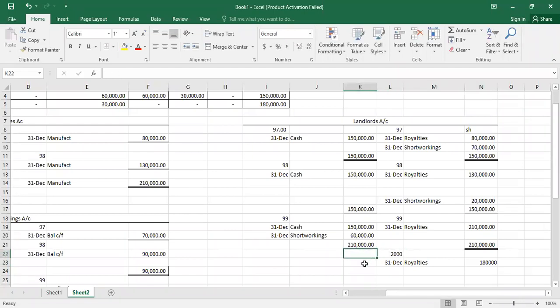Do you have any other transaction that is affecting the lessee books? Because as far as my knowledge goes, our table was ending at this end. Do you have any other transaction that is pending? We don't have.